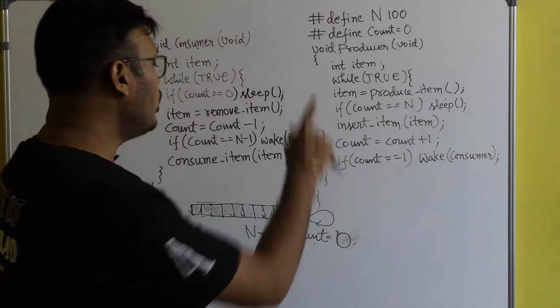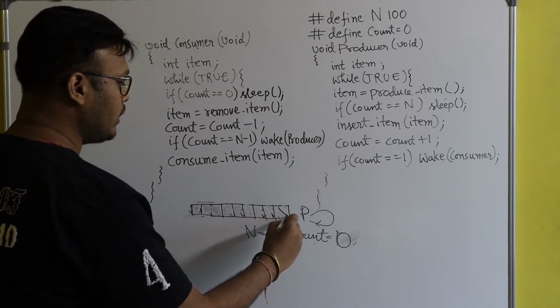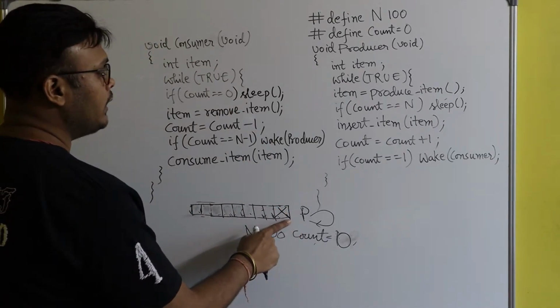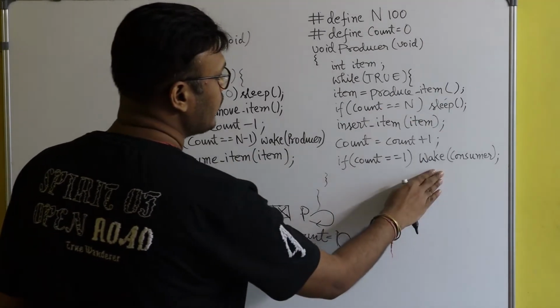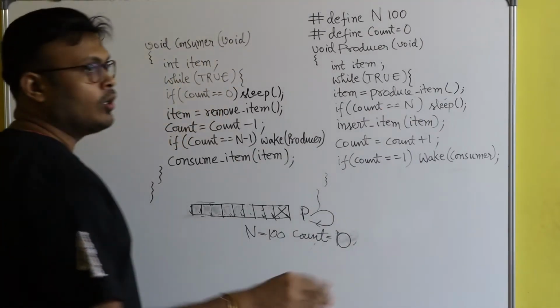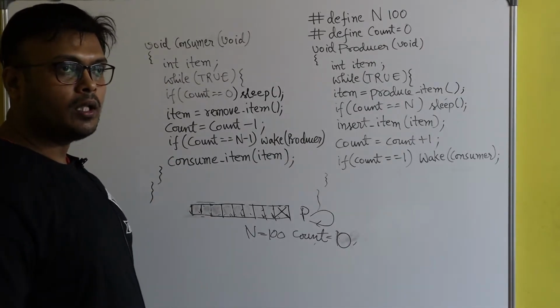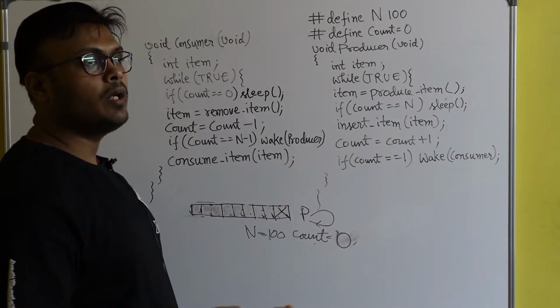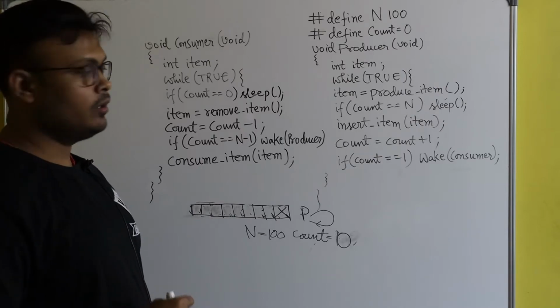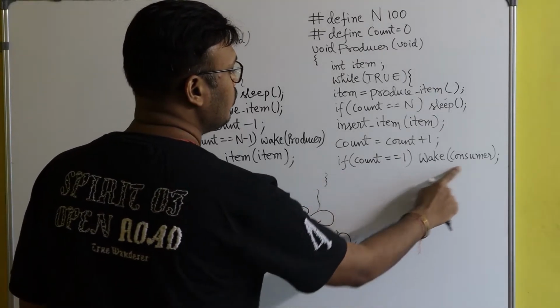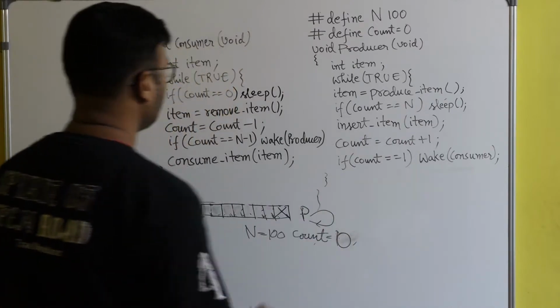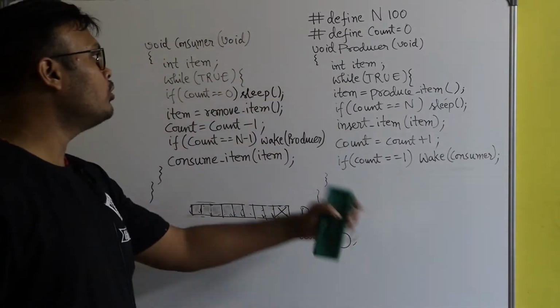So when the producer has produced one item, this item has to be consumed by the consumer. For that, the producer is waking the consumer. I have produced one item in the buffer, you just wake up and you can consume it if you want. That's why here I have written, if count equal to 1, wake consumer. So that's all about the producer.